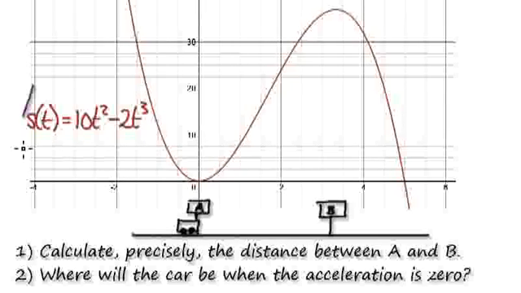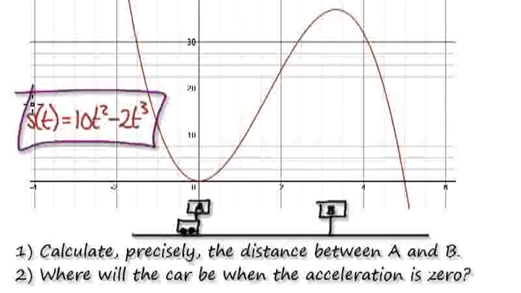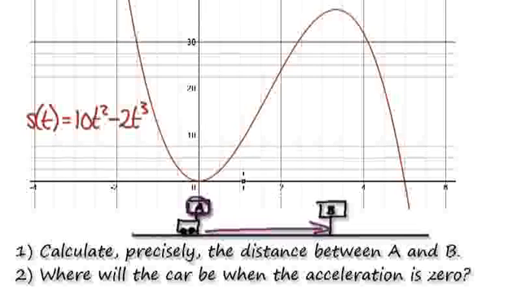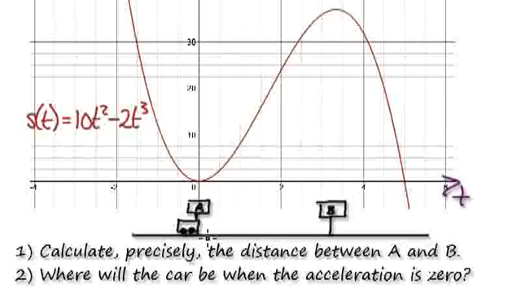So you're given displacement as being this here. So you can imagine this as being a car starting at A, traveling to B. So you can imagine this as being hours here, t being hours. So the car traveling from A to B.